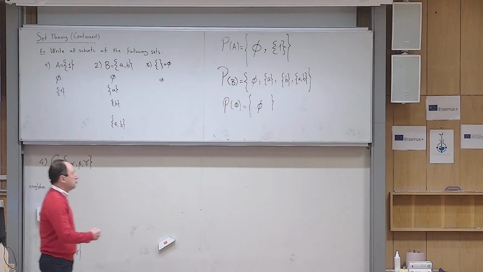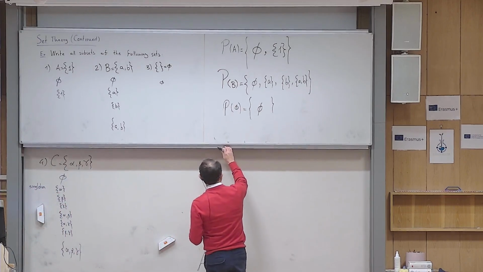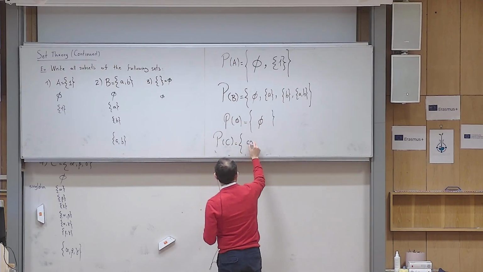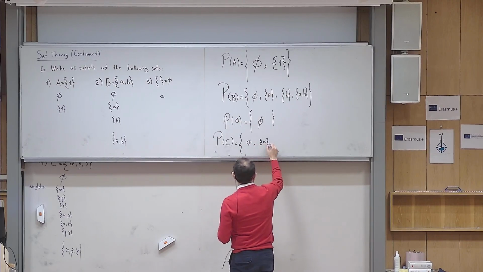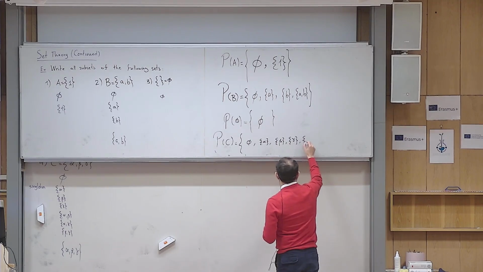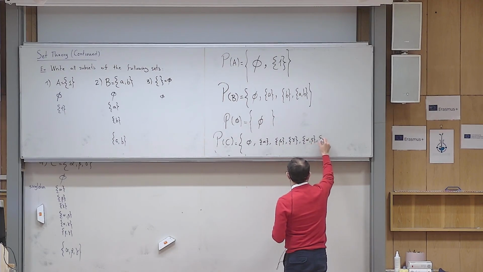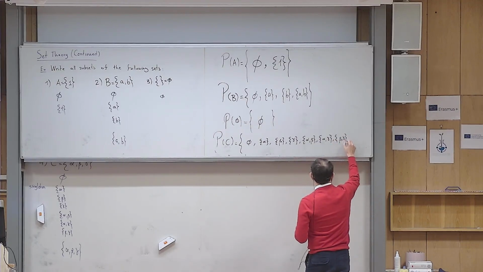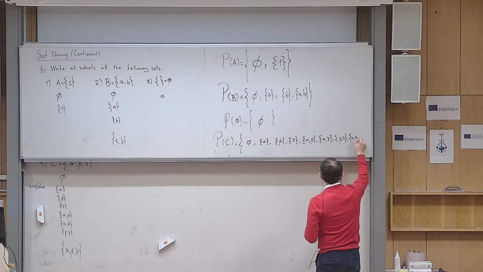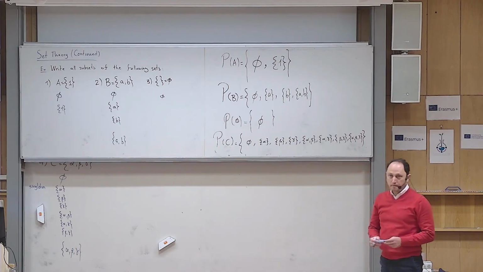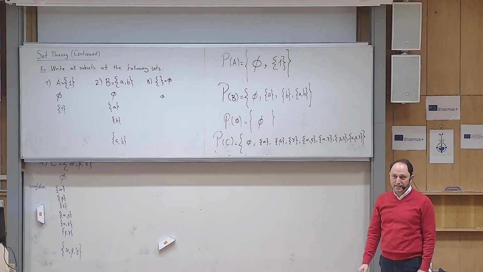Okay, so if I ask you what is the power set of that set C, the only difference is that we open curly brackets, put the empty set here, alpha here, beta here, gamma here, and then alpha, beta here, alpha, gamma here, and beta, gamma here. And finally, alpha, beta, gamma, and then close. That's the power set. But do you see any relation for the cardinality of the power set?